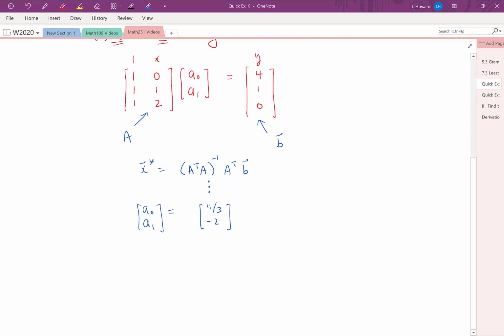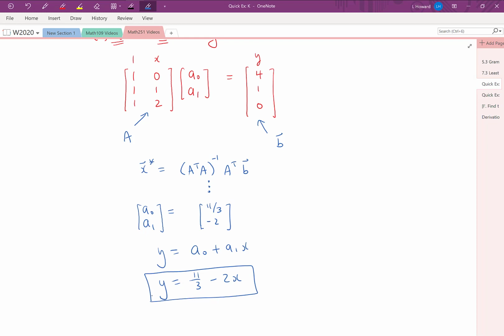Remember that our best fit line was written in the form y equals A0 plus A1x. So we can now write down our best fit line. So y is going to be 11/3 minus 2x. So that is the best fit line through our data set, and this process would work for any problem that has this kind of setup.